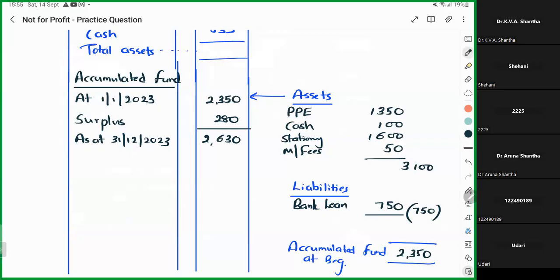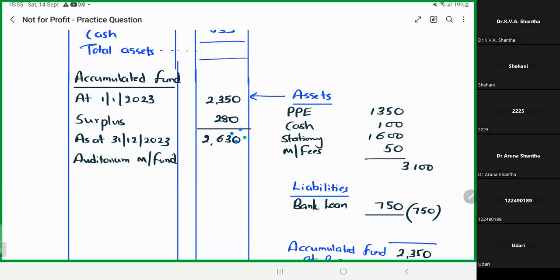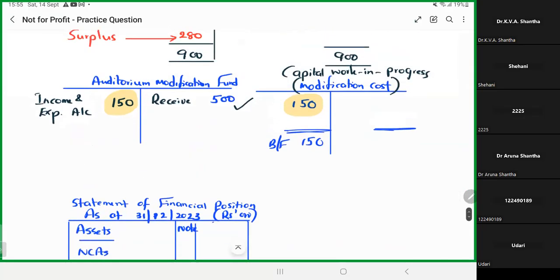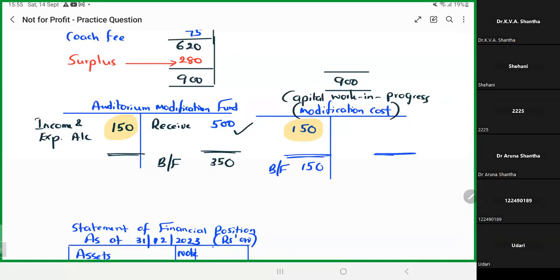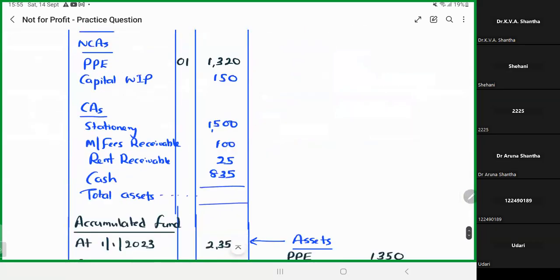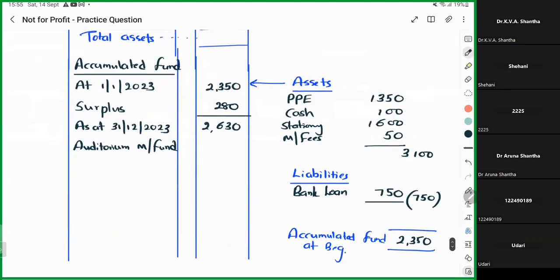Then you take that auditorium modification fund balance. You see, we had a separate account. You see how much balance? 500 credited, 150 debited. Then the remaining balance, 350.